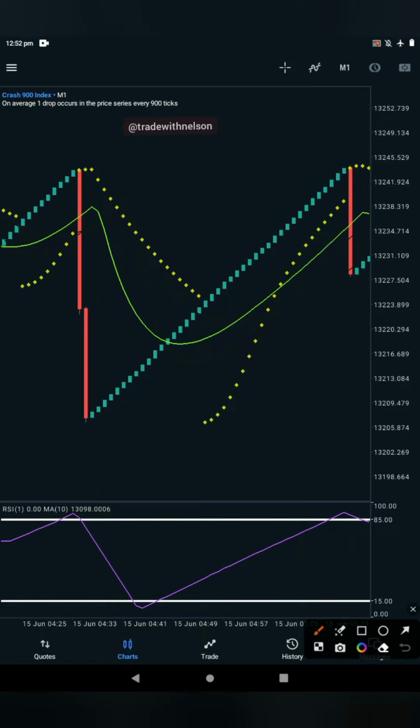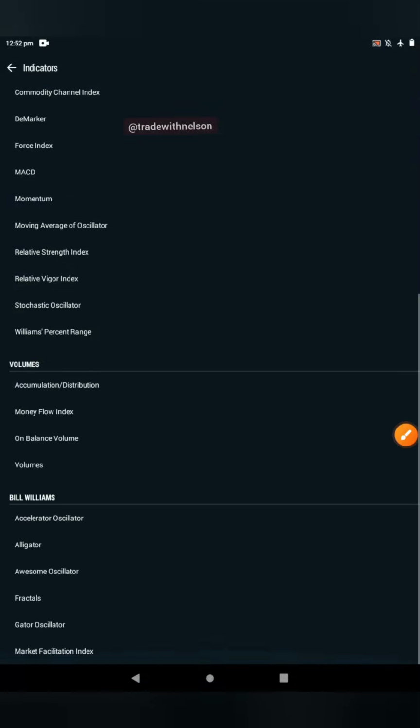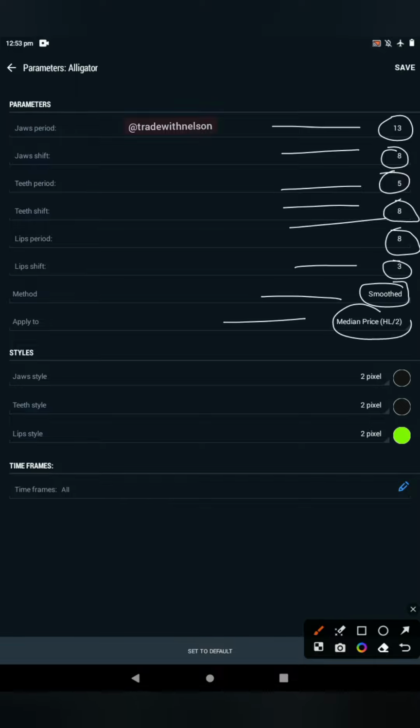So now let me quickly show you settings to my indicator. First thing you do is click on this indicator icon over here. As said, I have 4 indicators: alligator, parabolic SAR, relative strength index, and the moving average. To select the alligator, click on the F icon on the main chart. Scroll down. Alligator. Make your jaw period 13, jaw shift 8, teeth period 5, teeth shift 8, lips period 8, lips shift 3, method smoothed, apply to median price.